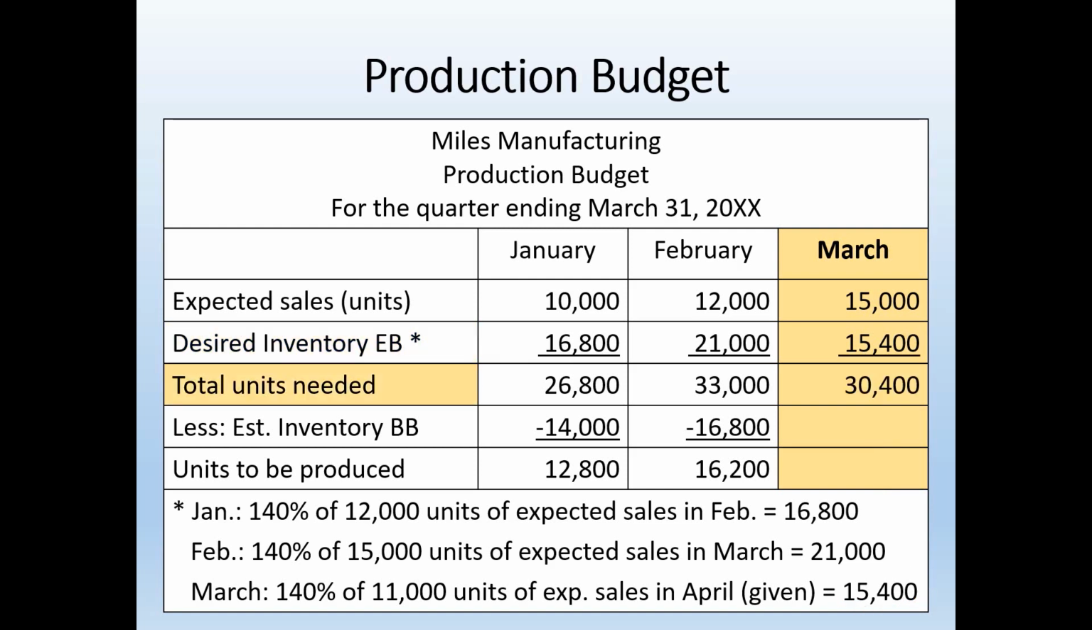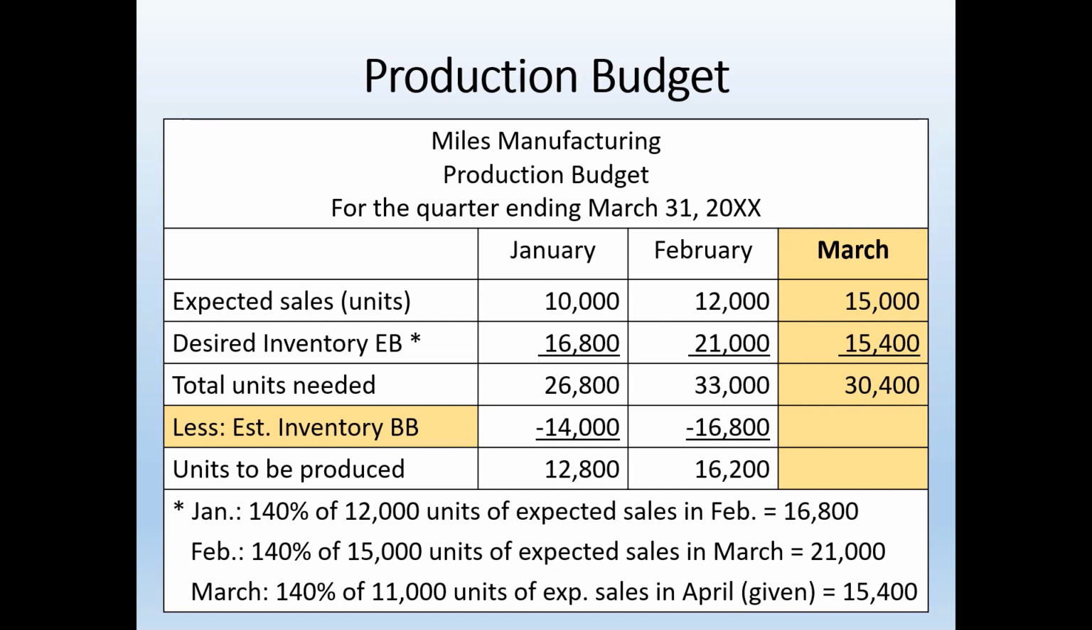Altogether, the units that the firm expects to sell in March, plus the units that they want to have left over at the end of March, equals the total number of units that the firm needs. But again, they don't have to make all of these units because one period's inventory ending balance rolls over the very next day and becomes the next day's inventory beginning balance.